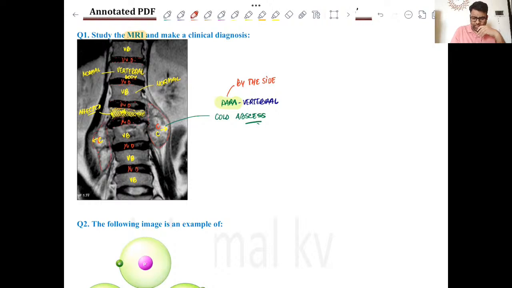Clear? So the moment you find the word cold abscess, you have to think of only one pathology, and that is tuberculosis. Clear? So cold abscess has to be associated with tuberculosis, and since it is affecting the vertebral column, the answer will come out to be tuberculosis of spine, right? So this is an MRI of tuberculosis of spine, and the important findings are of course the cold abscess and the vertebral body damage. So this is an MRI of TB spine.